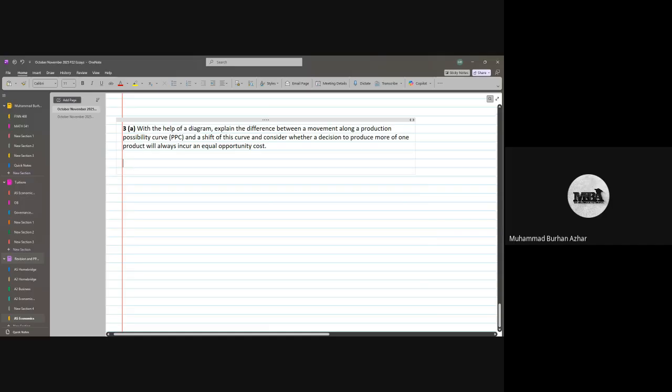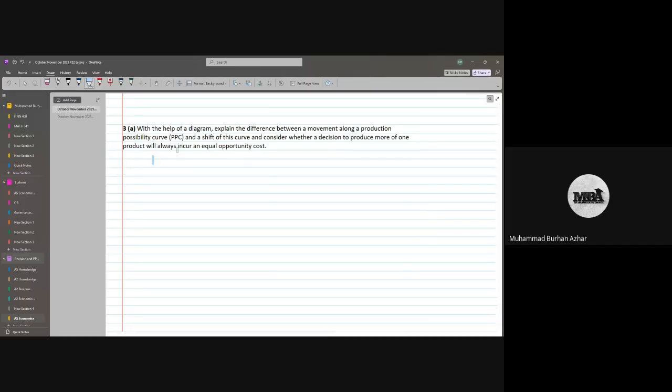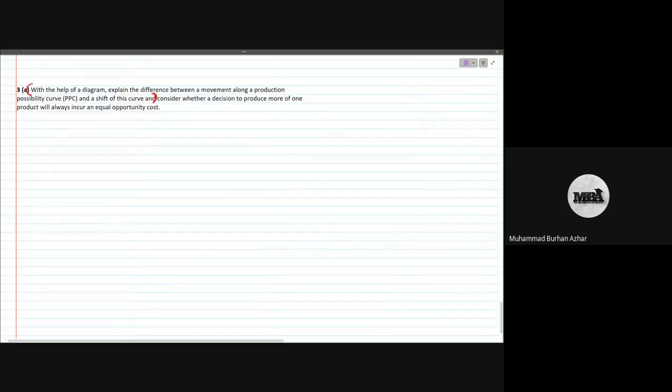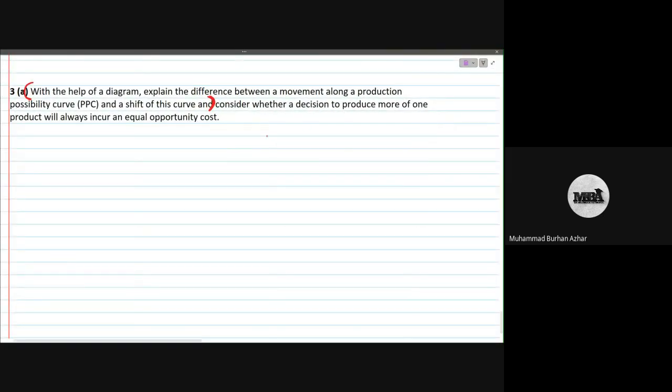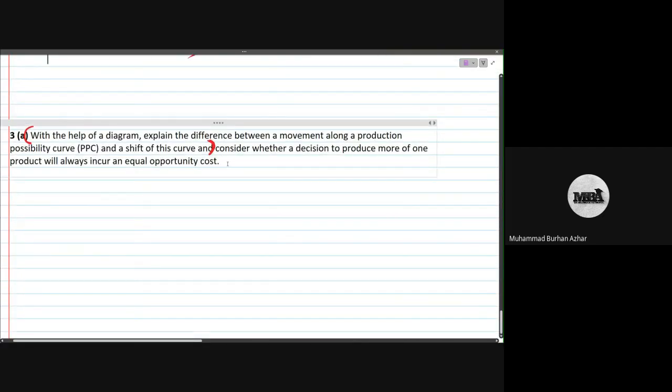Let's break this down. So the question says कि with the help of a diagram, explain the difference between movement along the production possibility curve and a shift in the PPC curve, right? So basically shift और movement along के दरमियान हमें एक difference बताना है. So this would be the part where the knowledge is completed, and then we have to consider whether the decision to produce more of one good would always incur an equal opportunity cost, right? So equal opportunity cost को हमने explain करना है और क्या ये हमेशा होगा या नहीं होगा.